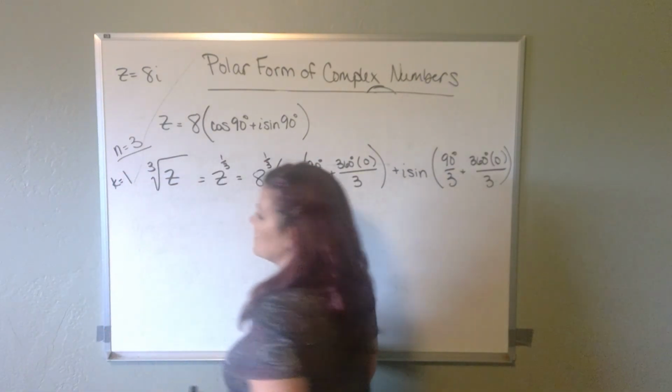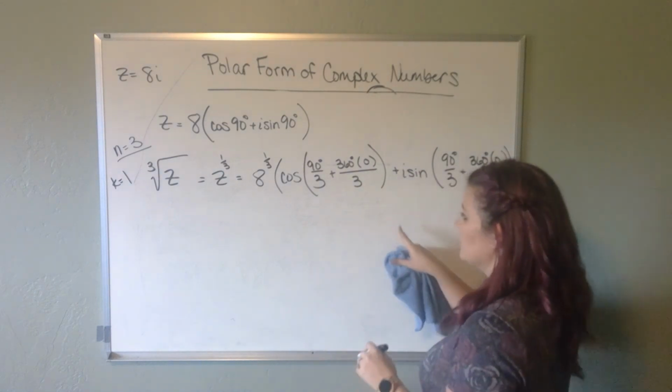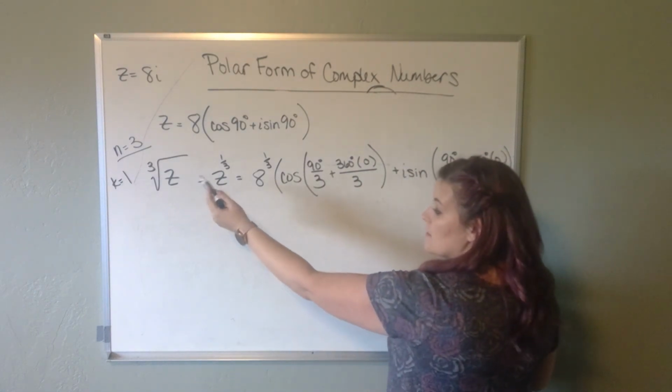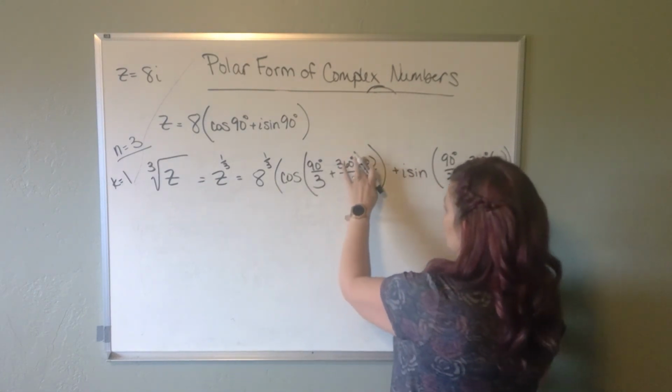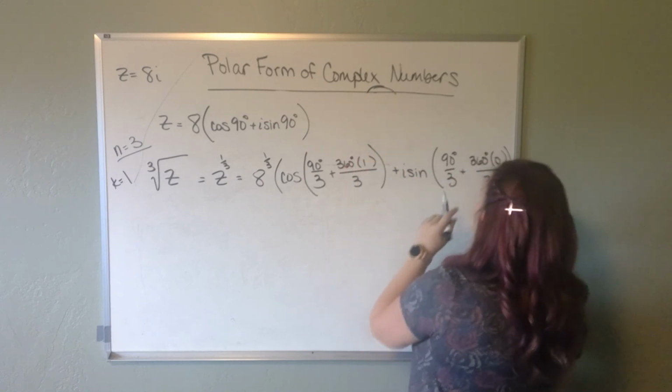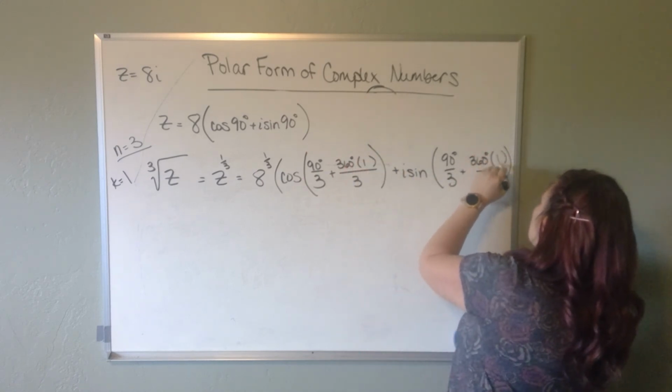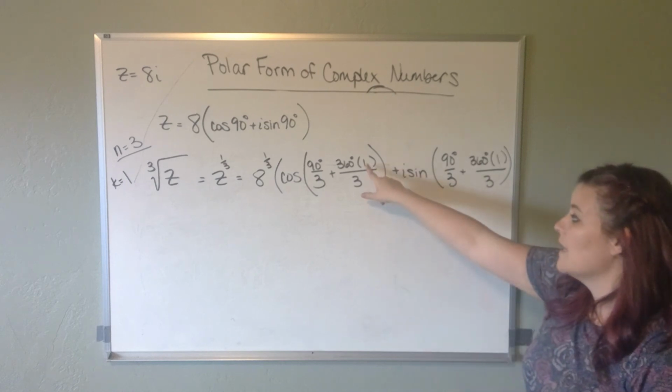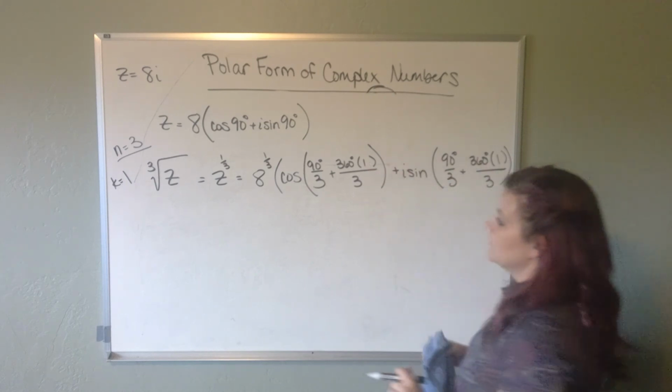I need to do k equals 1. How does that change? So remember, n is always 3. It's not changing at all, but now I have to put a 1 in here for these two k's. And this is the only place k is, right by the 360.